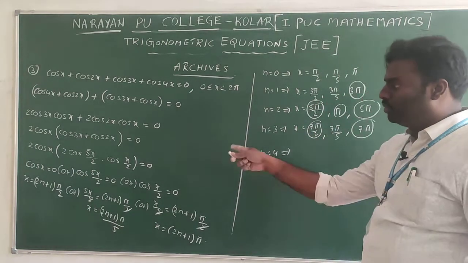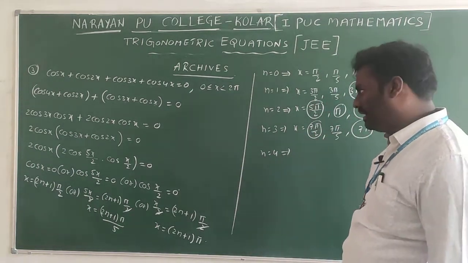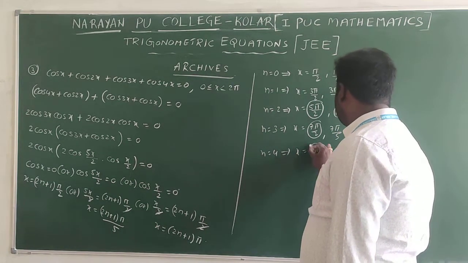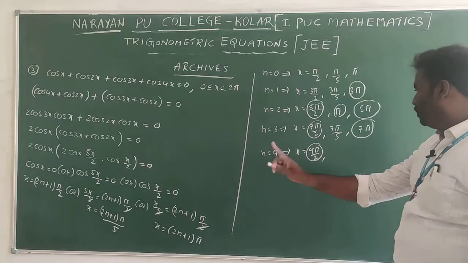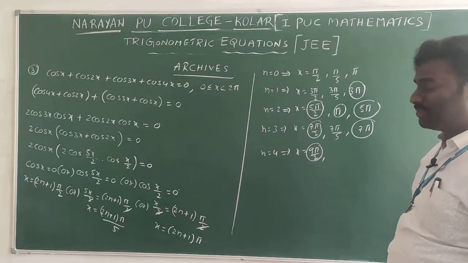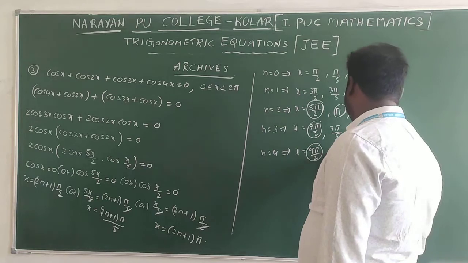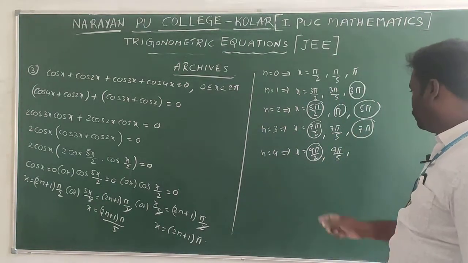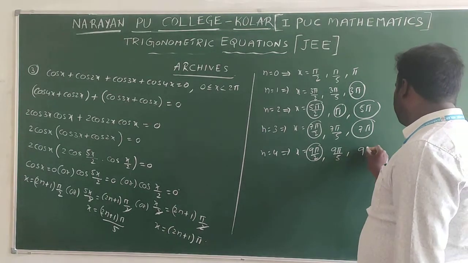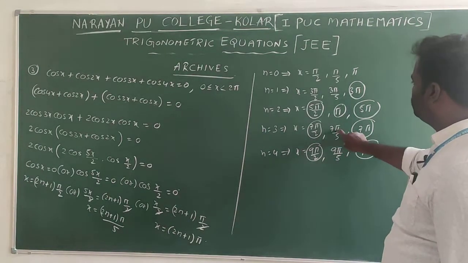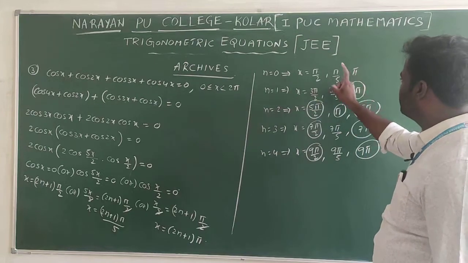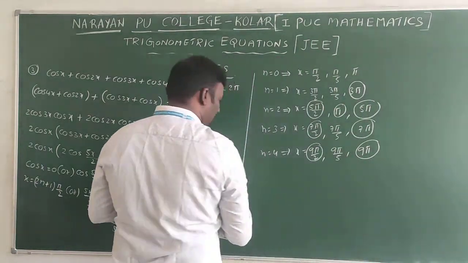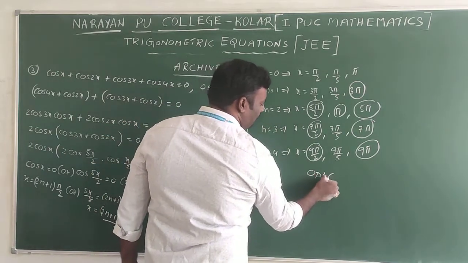n equals 4, 2 fours are 8, 8 plus 1, 9 pi by 2. This is also not possible. 2 fours are 8, 8 plus 1, 9 pi by 5. Possible. 2 fours are 8 plus 1, 9 pi is not possible. That's it. 1, 2, 3, 4, 5, 6, 7. Total you will get 7 solutions. That is nothing but option B is the correct answer.